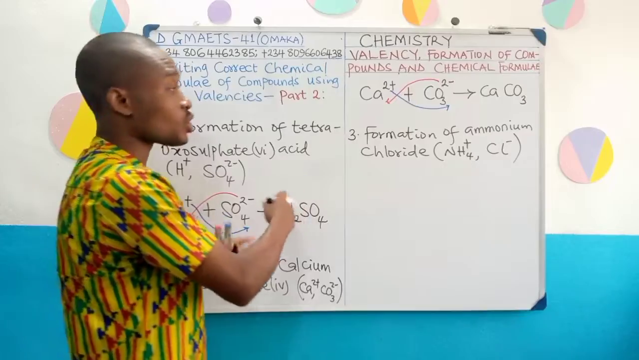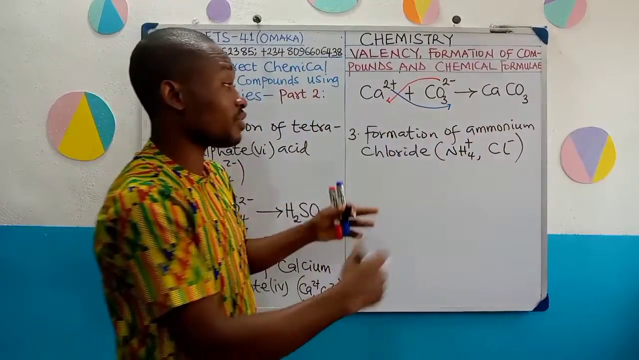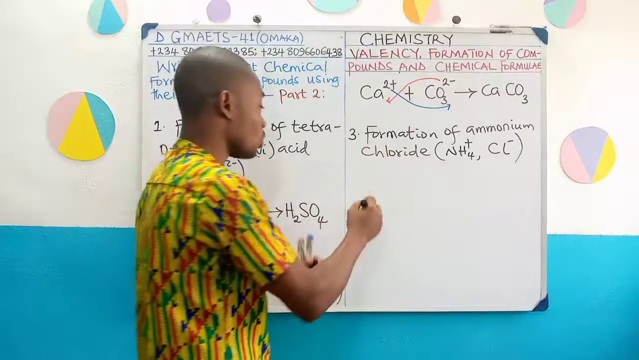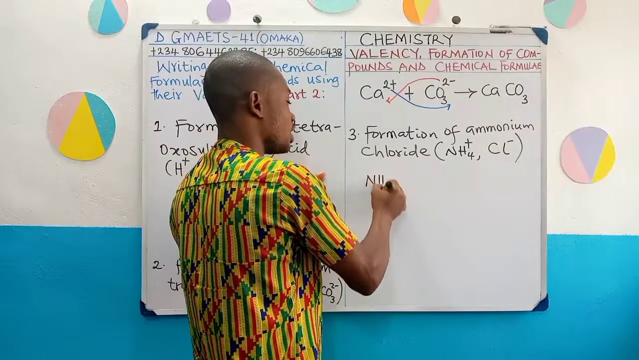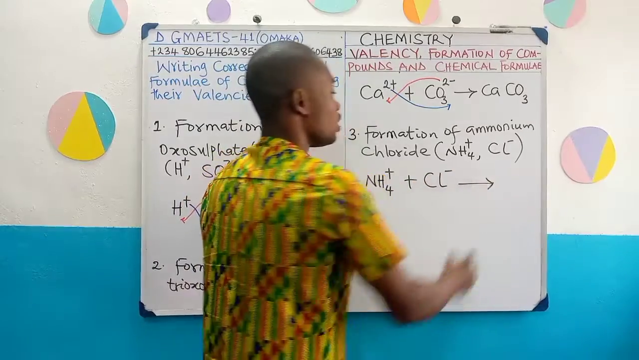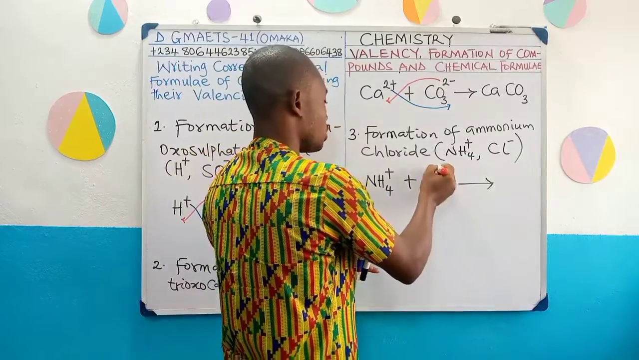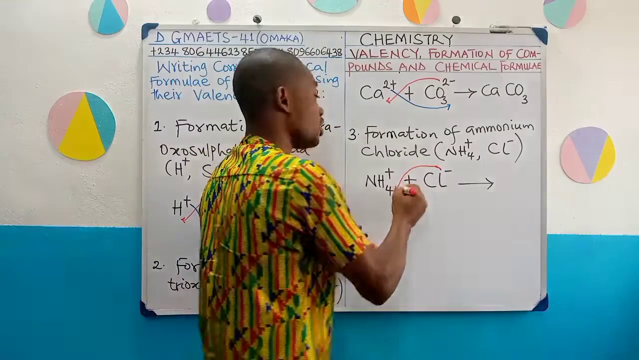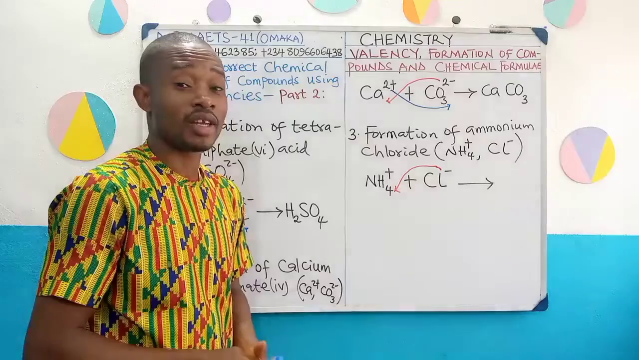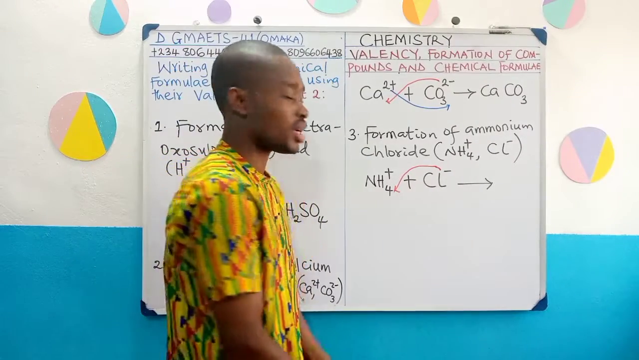Hydrogen is positive, SO4 2 minus is negative. Calcium is positive, CO3 2 minus is negative. So the positive always comes before the negative. So you're going to have NH4 positive combined with Cl negative. Let's see what this is going to be. Of course, there's going to be interchange of valency. You don't need to be drawing all this interchange of valency if you're answering an exam question. It's really not necessary.